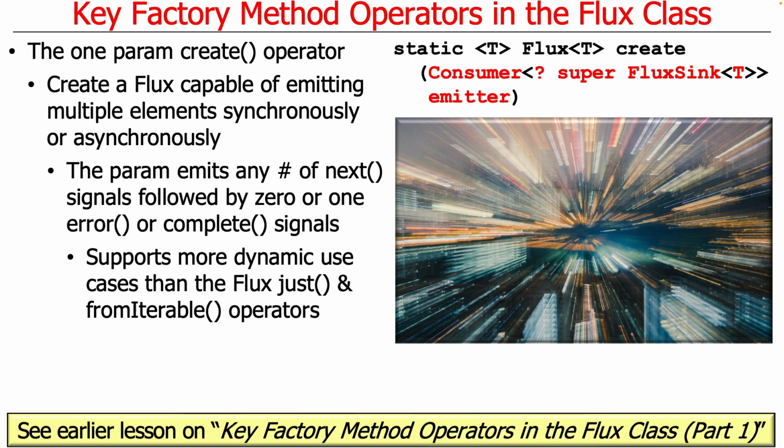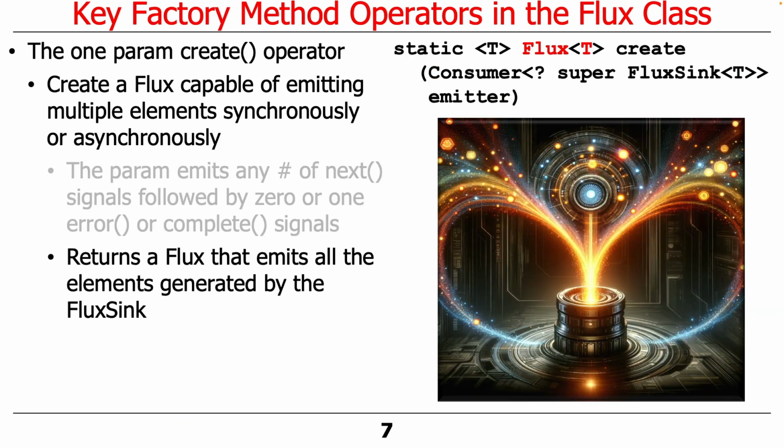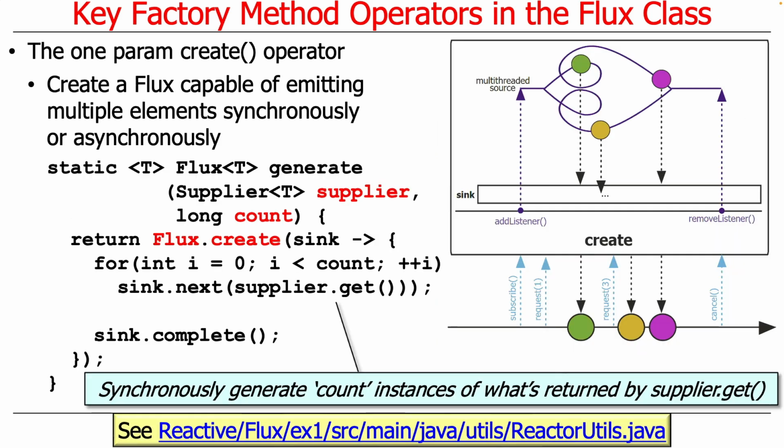Create supports much more dynamic and, in many cases, much more concurrent or asynchronous use cases than just the flux just, from iterable, and from array operators. Those are very simple. If you recall, they were very eager, and so create is lazy and much more dynamic. It returns a flux that emits all the elements generated by the flux sink. So this is the flux sink parameter, and it gives you back a flux that will have everything emitted by that. Let's take a look at an example.